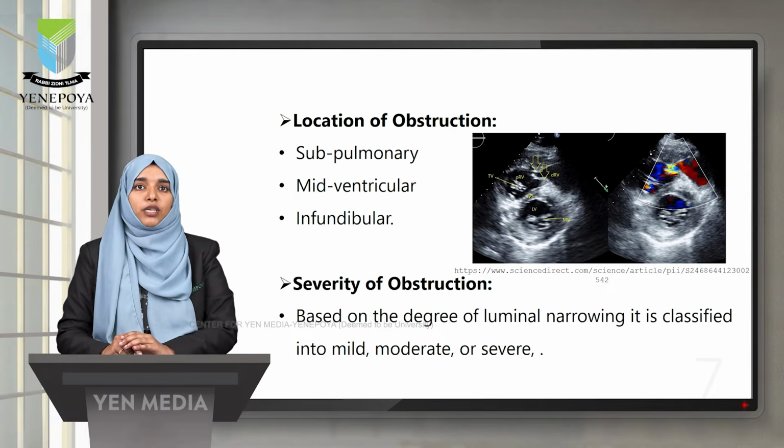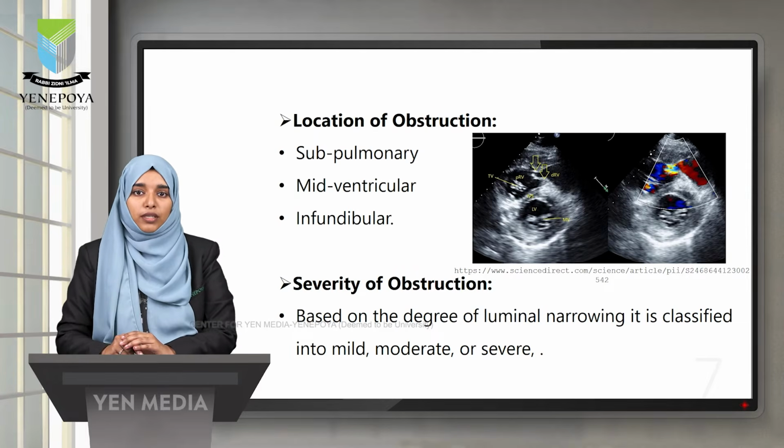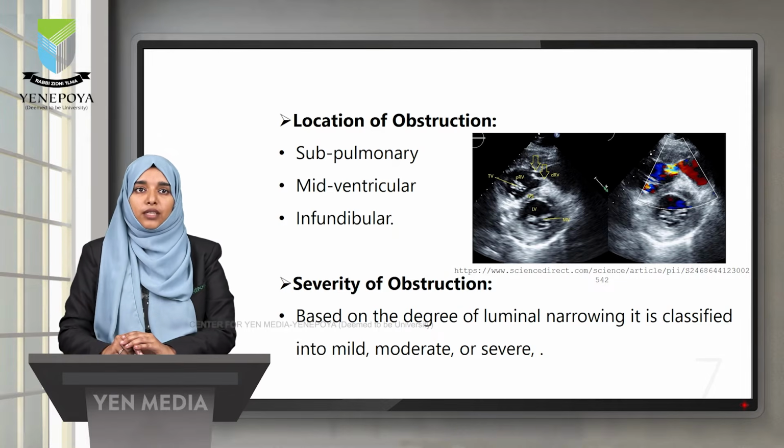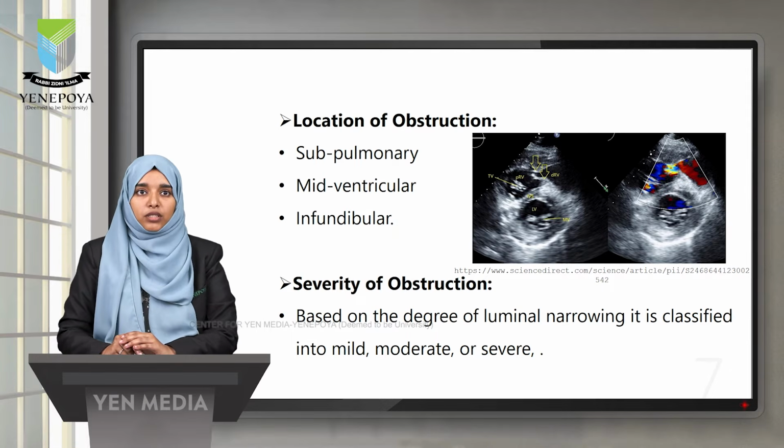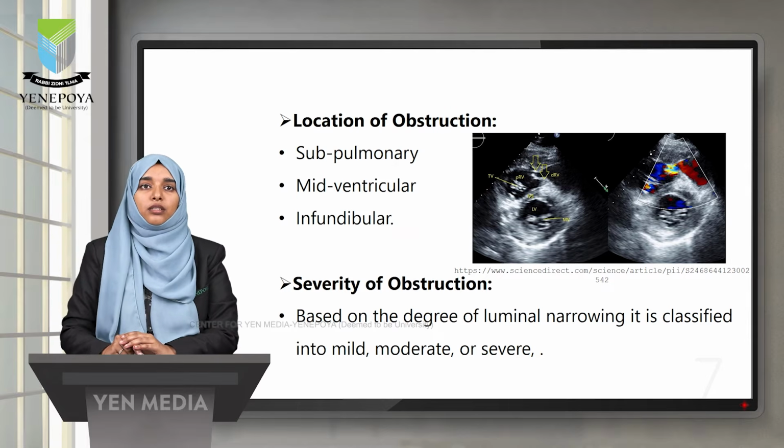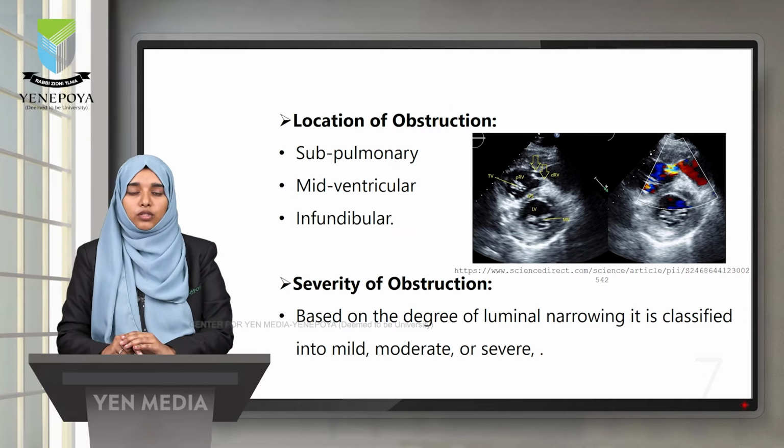Next classification is based on the location of obstruction within the right ventricle. There are three. The first one is a subpulmonary obstruction. That is what you see in the image attached. The second type of obstruction is the mid-ventricular obstruction and the third is the infundibular obstruction.